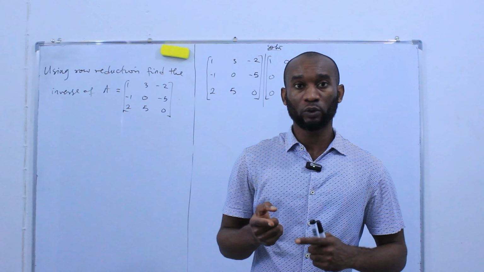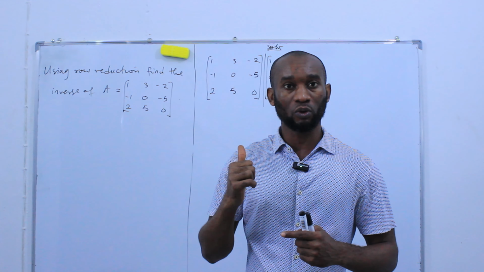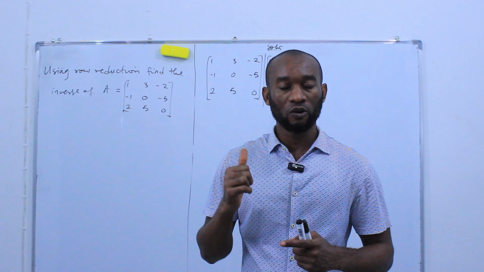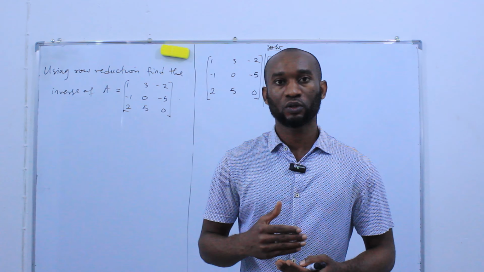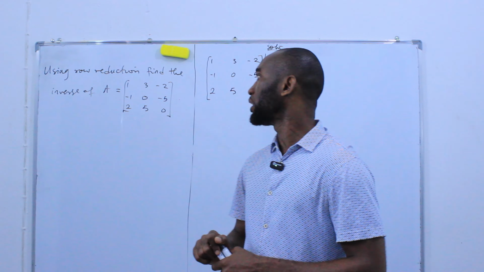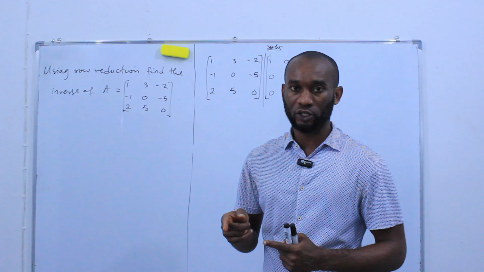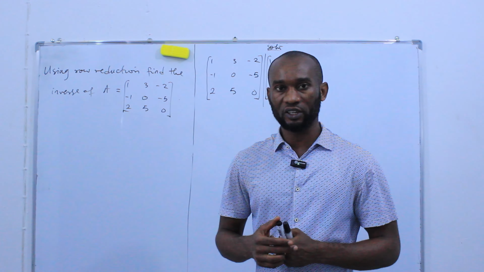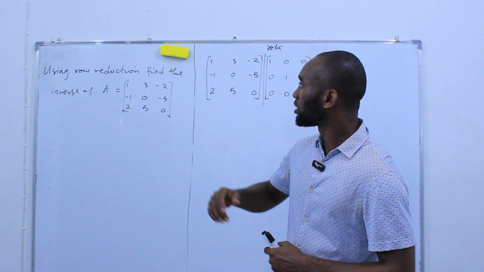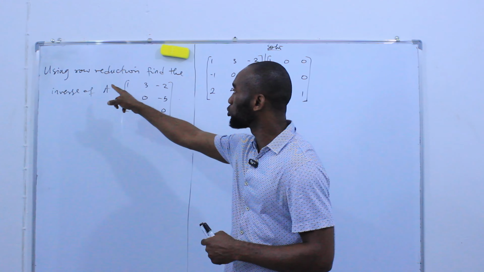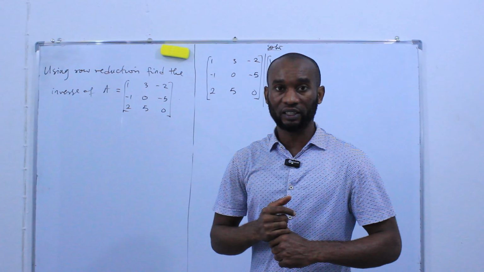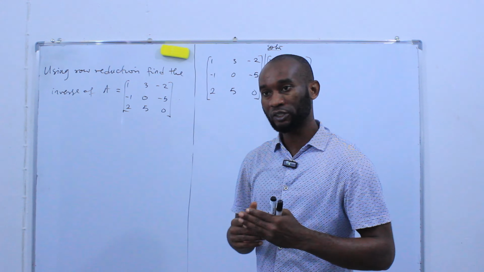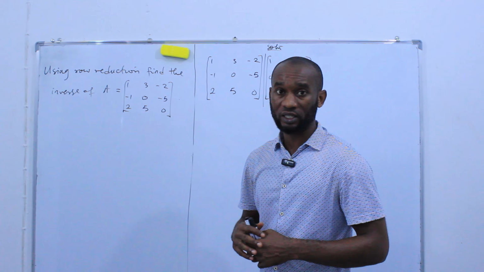Now, today we want to continue from last time's work, where we used row operations to calculate the determinant of a square matrix. Today, we want to use row operations to get the inverse of a square matrix. On the board, we say: using row reduction, find the inverse of A. A is a 3 by 3 matrix.